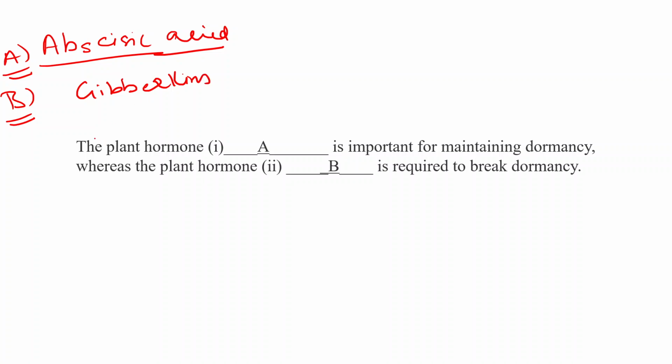This is required to break the dormancy. Okay. So, now let us see how abscisic acid is maintaining the dormancy. So basically, what it does is that it prevents the premature germination of the bud.